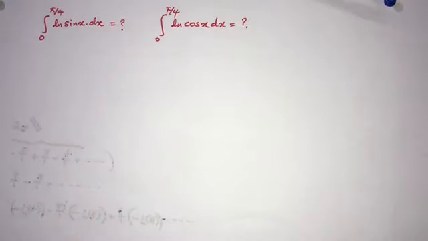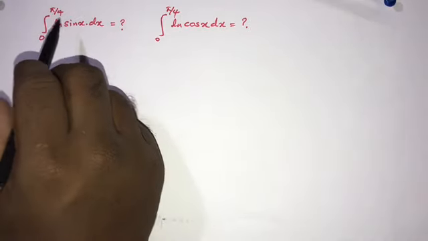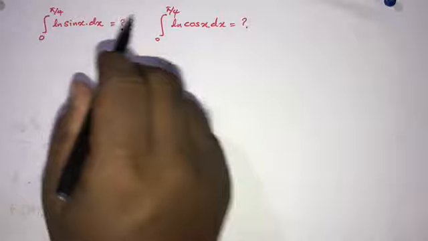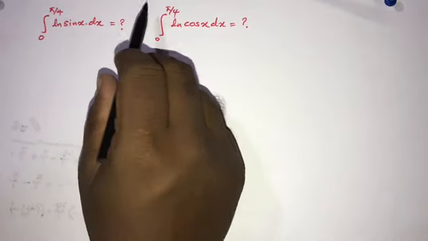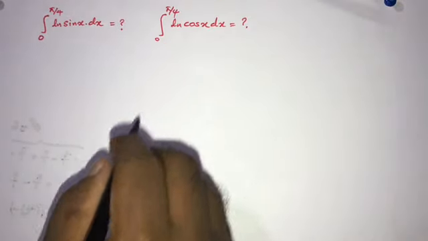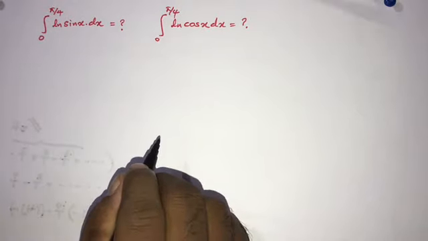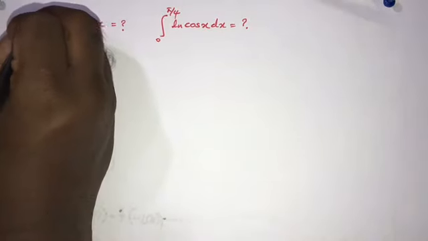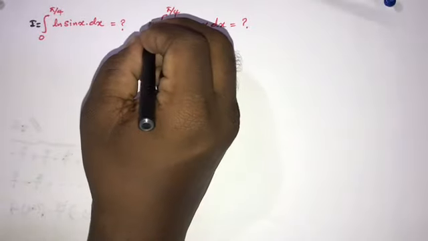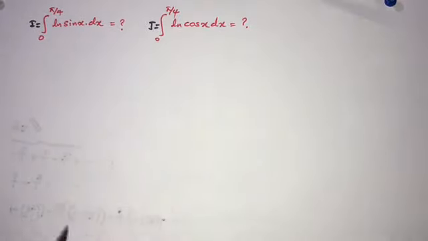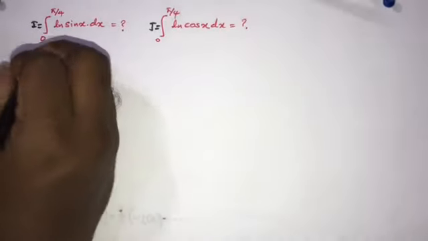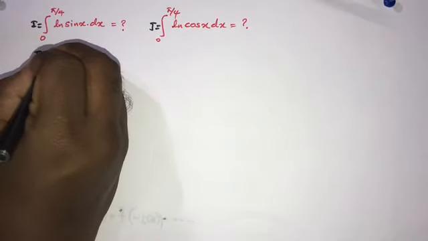Today we are going to solve another interesting integrals. Integral from 0 to pi over 4 natural log of sine of x dx. Integral from 0 to pi over 4 natural log of cosine of x dx. How to begin? First I am going to take this integral equal to I and this integral equal to J. Now I am going to take I plus J.